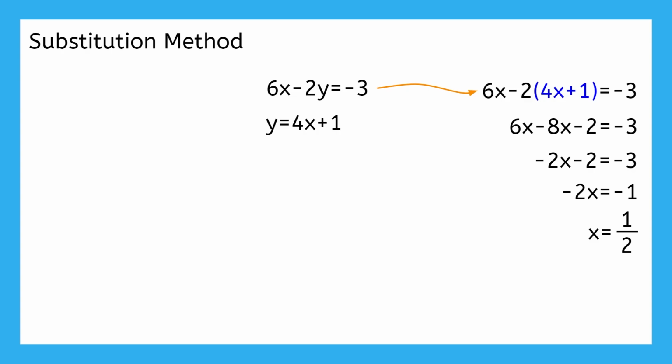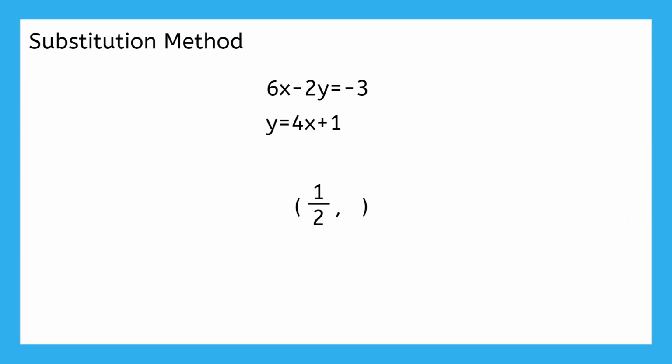Now, if I try to write my final answer as an ordered pair, wait a second, I don't know the value of y. I know that y equals the expression 4x plus 1, but I need the actual numerical value of y to write my ordered pair. Can you think of a way that I can figure out the value of y?